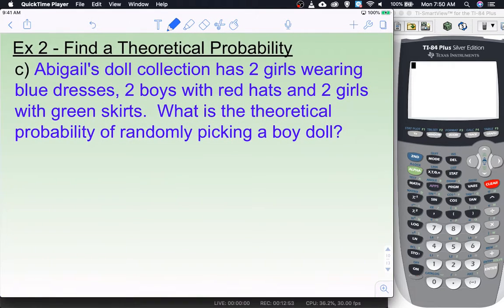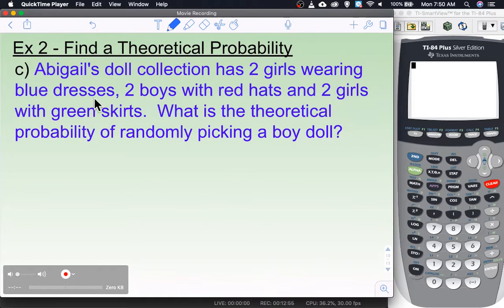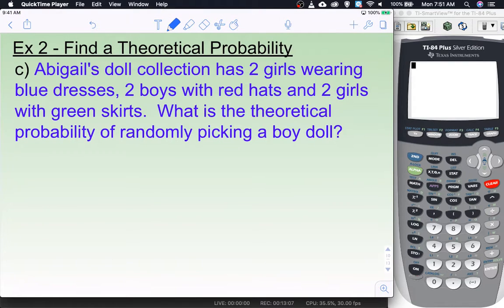Abigail's doll collection has 2 girls wearing blue dresses and 2 boys with red hats and 2 girls with green skirts. What is the theoretical probability of randomly picking a boy doll? I would like you to do this one, please. Go ahead and pause the video and find the theoretical probability.